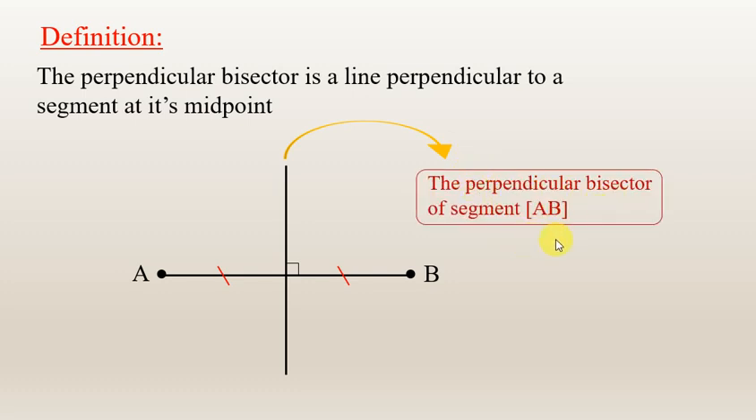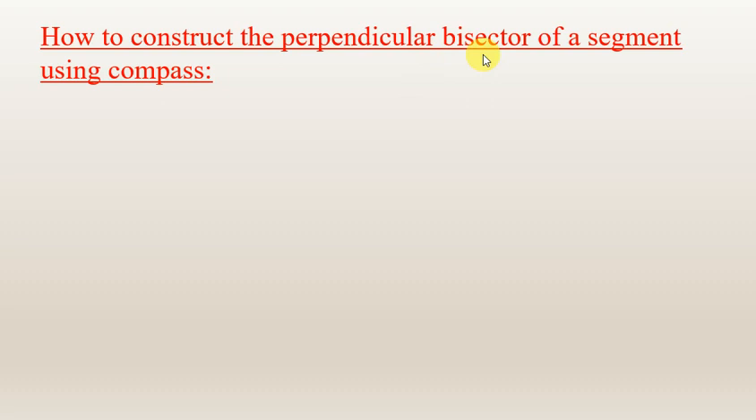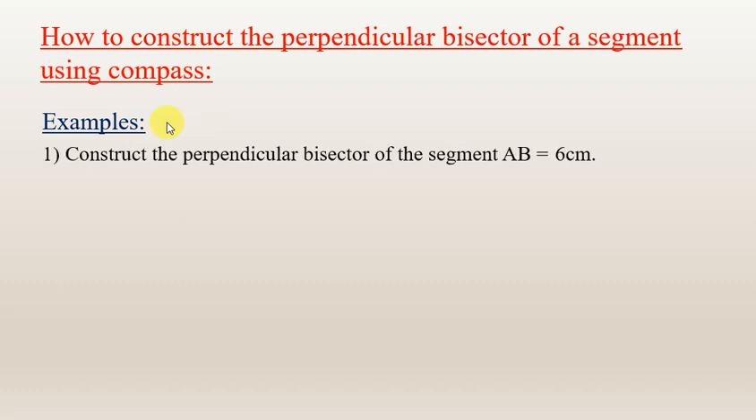So any perpendicular bisector of any segment makes an angle equal to 90 degrees and passes through the midpoint of this segment. Now, how to construct the perpendicular bisector of a segment using a compass. As an example, construct the perpendicular bisector of the segment AB of length 6 cm. How? Let's learn how to construct the perpendicular bisector on the page of drawing.